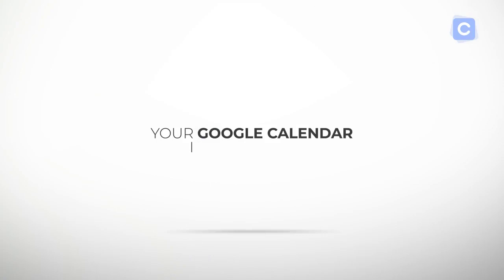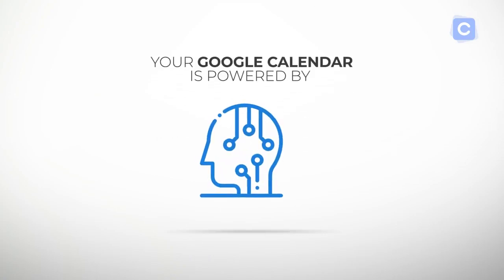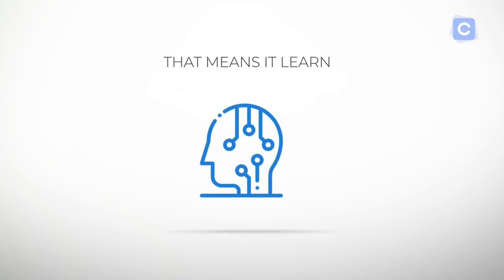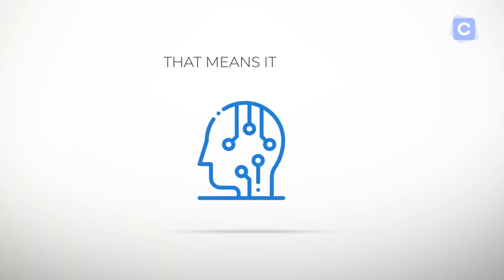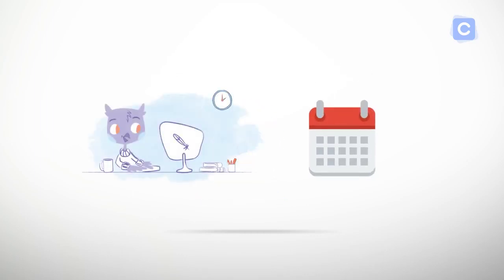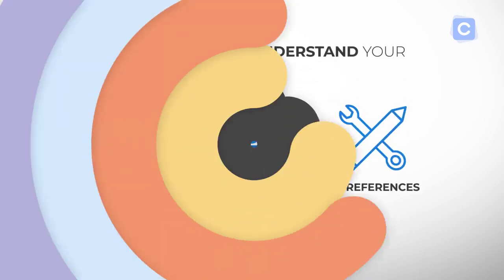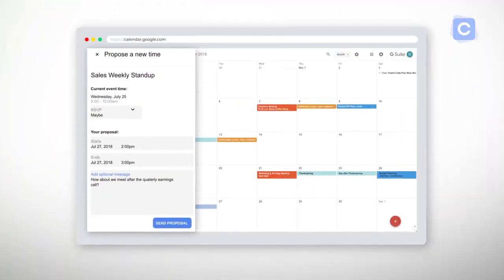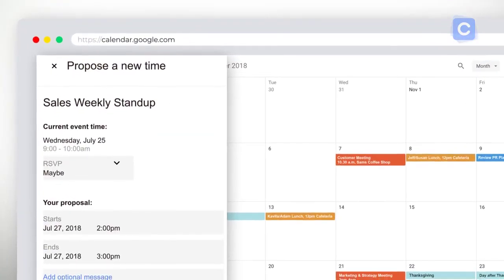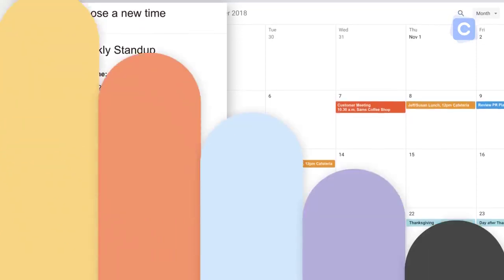Your Google Calendar is powered by artificial intelligence. That means it learns alongside you as you use it. The more frequently you use your calendar, the better it will understand your schedule, lifestyle, and preferences. Then Google will suggest certain times for new events and adjust your schedule accordingly.